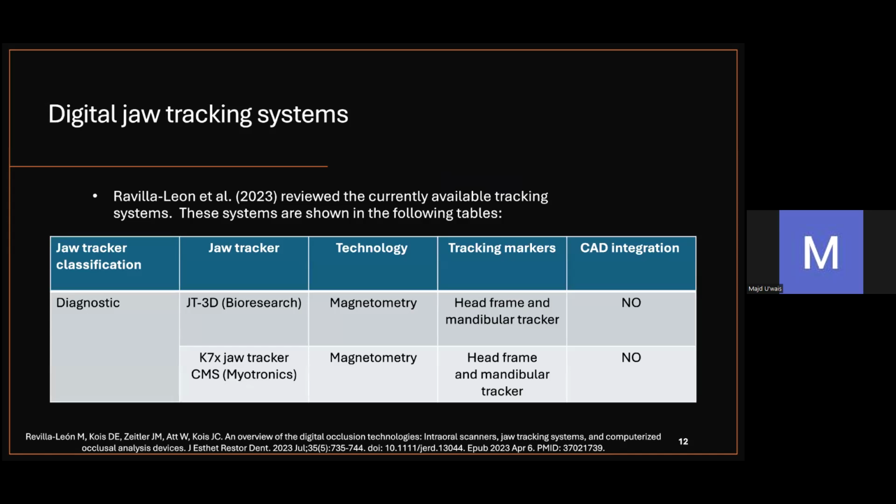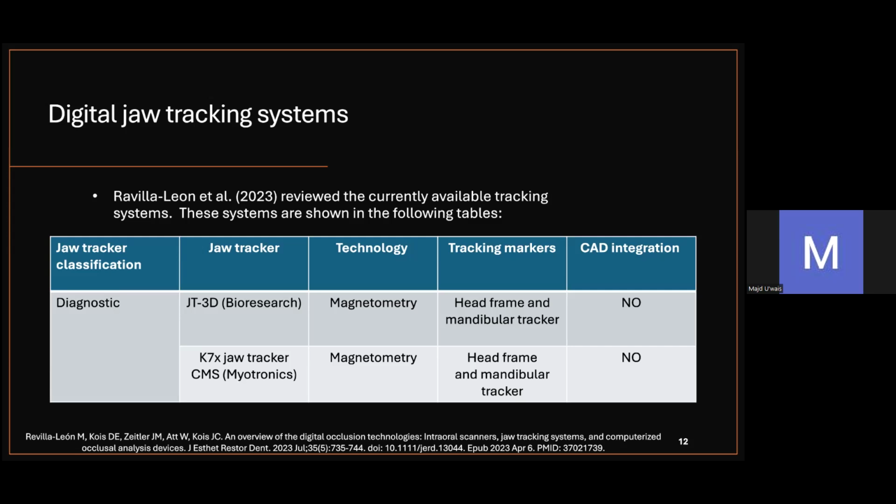Now, Ravilla-Leon and his colleagues in 2023 reviewed the currently available tracking systems, and these systems are shown in the following table. These are two examples of diagnostic jaw trackers, the JT3D and the K7. Both work by magnetometry. The system is simply composed of a mandibular tracker, usually a biting fork, and a mounting head frame.